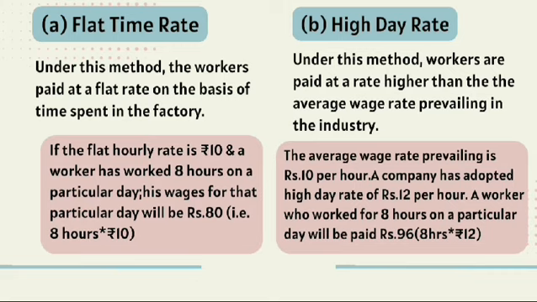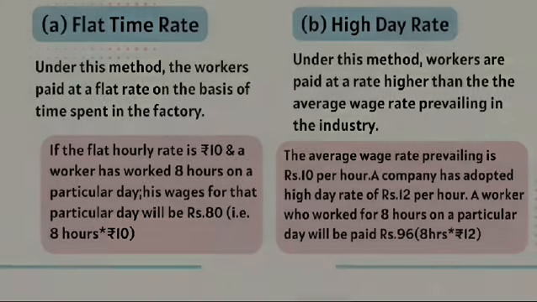Second method is high day rate. Under this method, the workers are paid at a rate higher than the average wage rate. For example, if the average wage rate is rupees 10 per hour, but the company has adopted high day rate of rupees 12, we have to take rupees 12 as a rate into 8 hours. So the wage would be rupees 96.